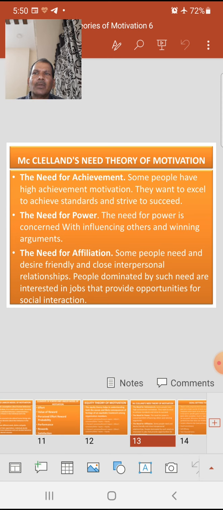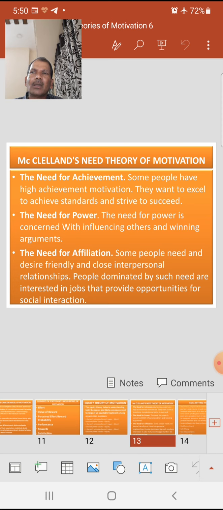The need for power is the second. It is concerned with influencing others and winning arguments. People with a high need for power derive satisfaction from being in positions of influence and control. To motivate such people, positions of power and authority should be given to them. And another is need for affiliation. Some people need and desire friendly and close interpersonal relationships. People dominated by such a need are interested in jobs that provide opportunity for social interaction.